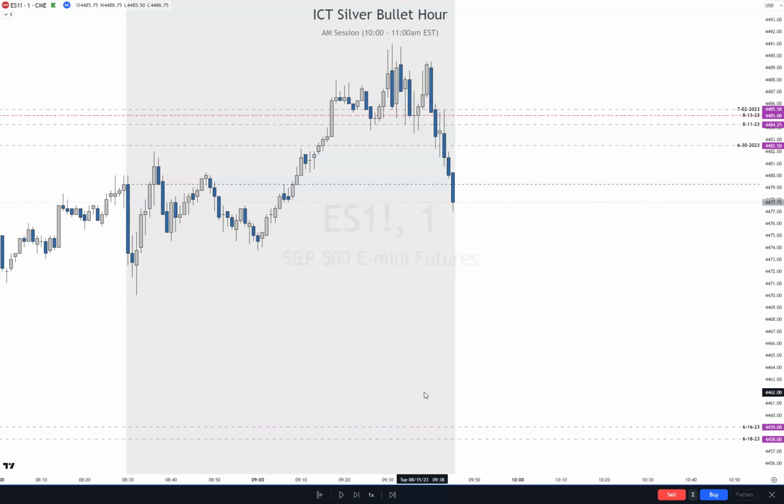We're going to do the AM Silver Bullet on Tuesday, August 15th, but I'm also going to show you the trade that I set up that I took between 9:30 and 10 a.m., the opening range trade setup.